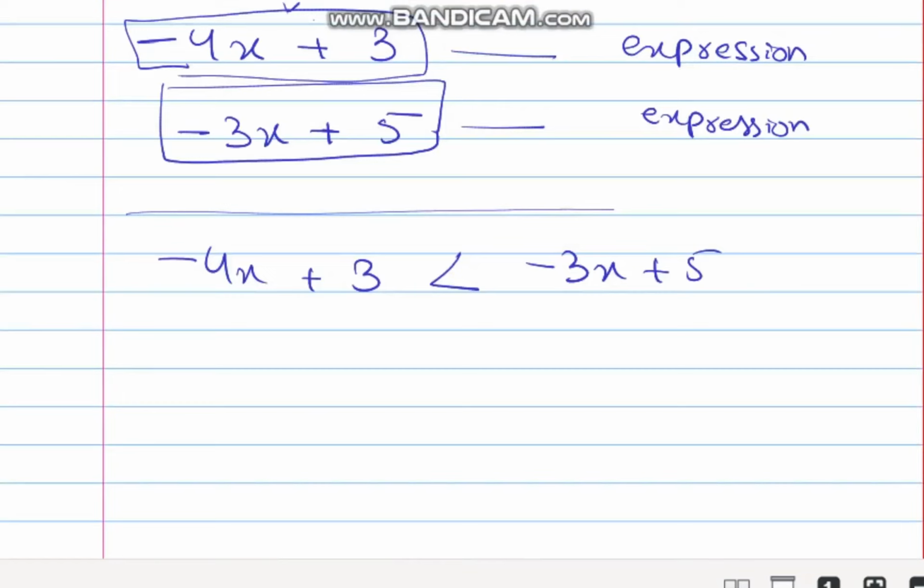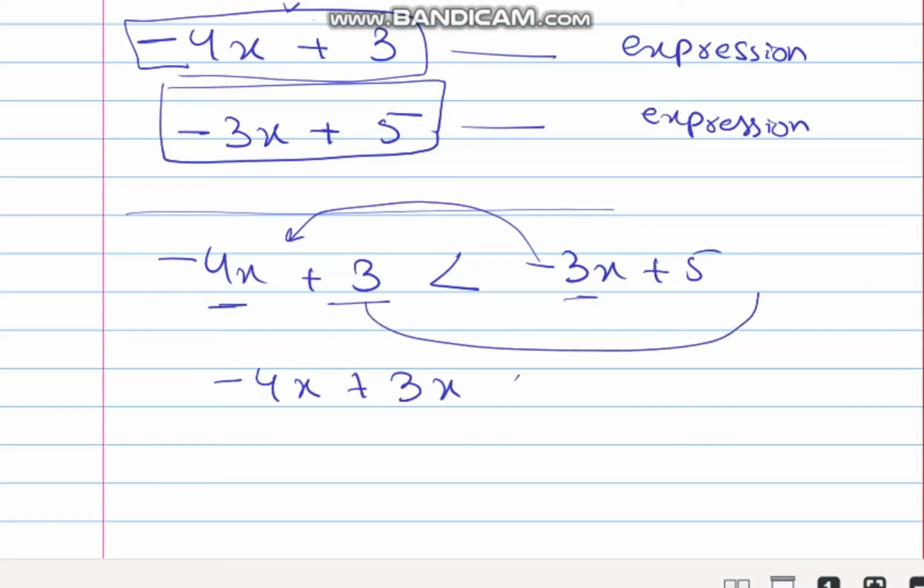So how do we solve the equation? Basically, we sum the like terms. We add the like terms like this. So how can we do this? I'm writing -4x, and we will shift this -3x to this side. It will become plus 3x. And I am shifting this 3 to this side, and it will become -3. So I am writing the 5 here, plus, it will become -3.